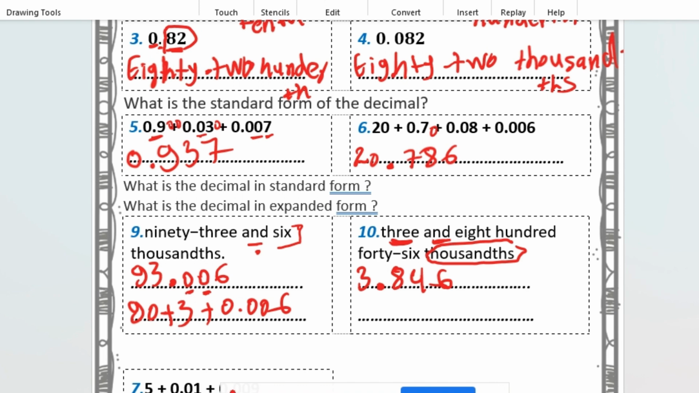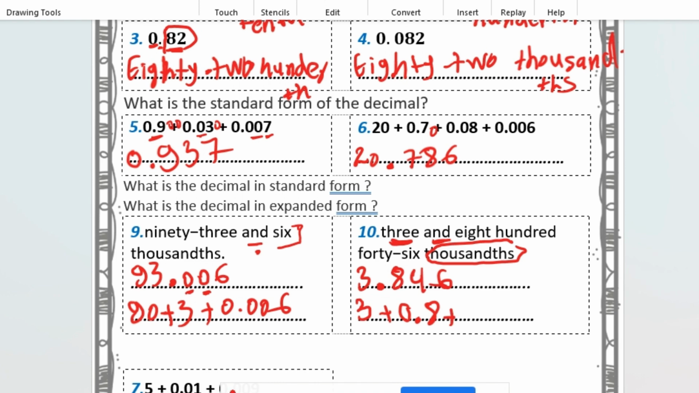Now let's put the expanded form. Yes, the expanded form is easy. 3 plus, here we have, do we have a tenth? Yes, we have. You have 8, so it's 0.8. Always the tenths is one number after the decimal point.